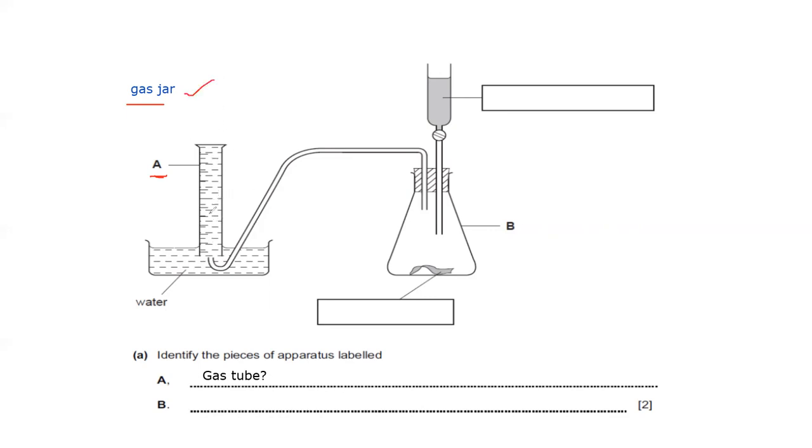Why? Because you don't find labels. If you find a label, then it can be a measuring cylinder. Yeah, that's right, Heather. What about the second one? B. What is apparatus B?